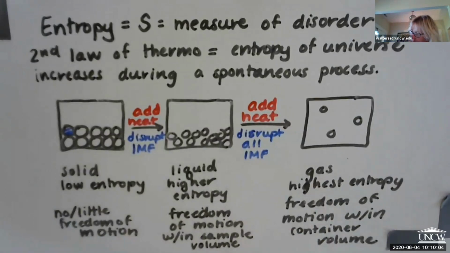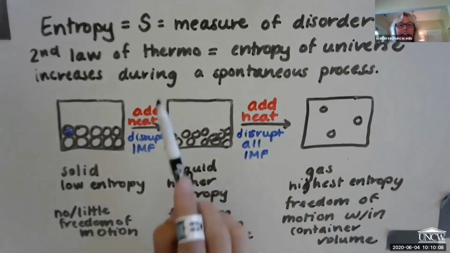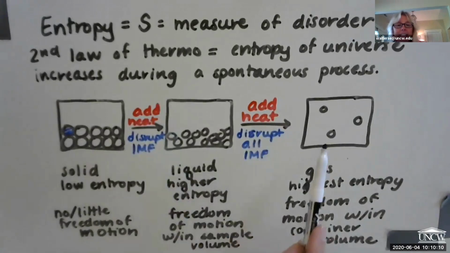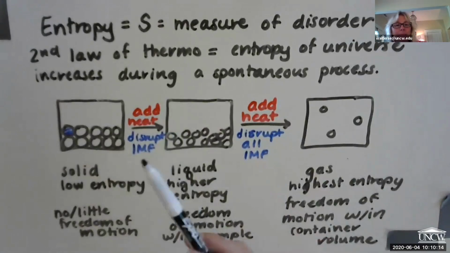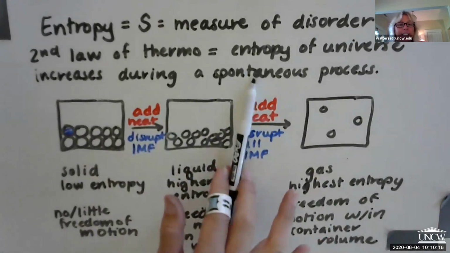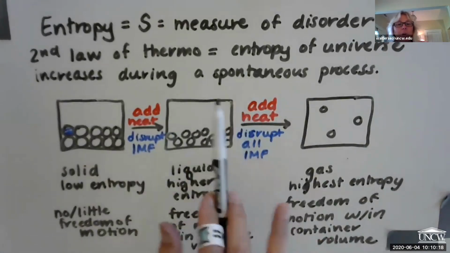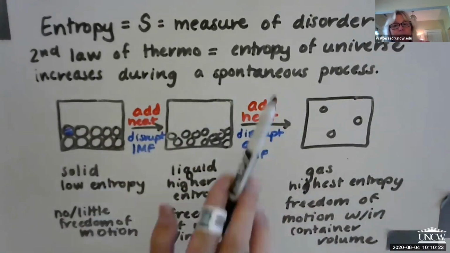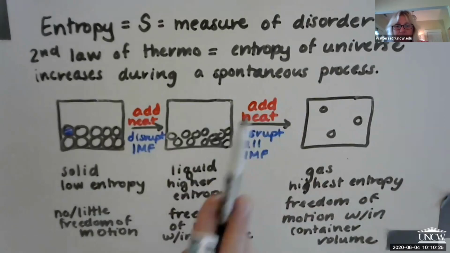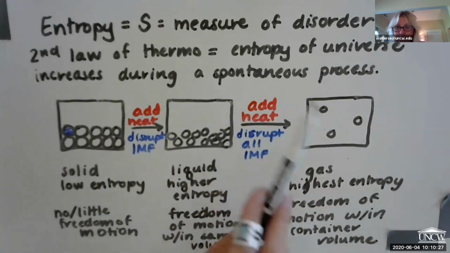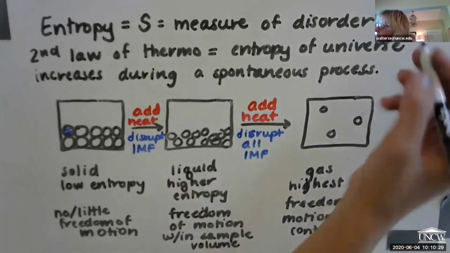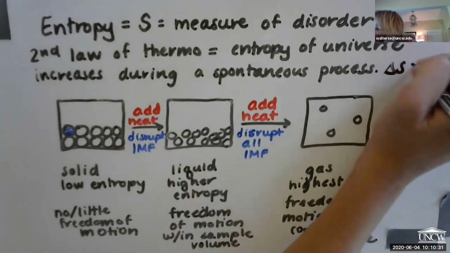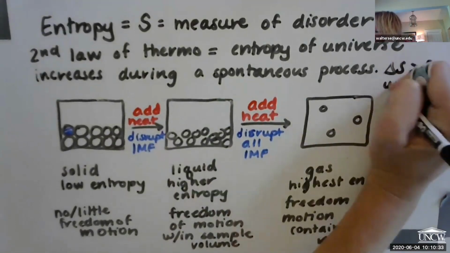So anytime you have a chemical reaction that will form a gas from solids or liquids, that will be a process that is spontaneous. Let me take that back. The entropy of the universe has to increase during a spontaneous process. So that would be a positive change in entropy for the whole universe.